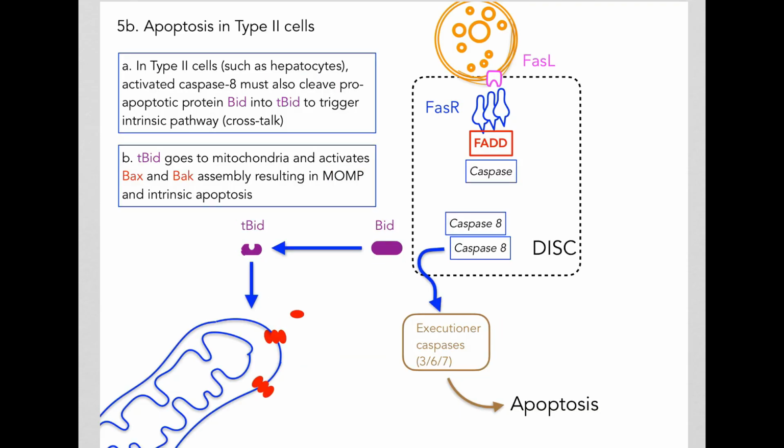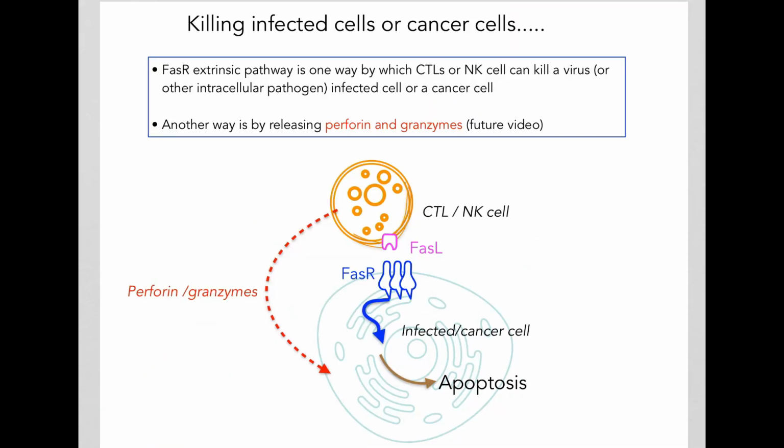So this basically is how the Fas receptor causes cell death by apoptosis. This process that we just described is a very important way by which the cytotoxic T lymphocytes or the NK cells are able to kill a cell that is infected with some sort of intracellular pathogen, such as a virus or some other intracellular pathogen. And this is also how these CTLs and NK cells can kill cancer cells.